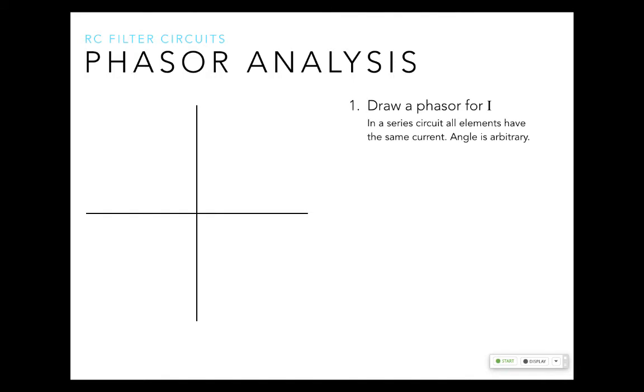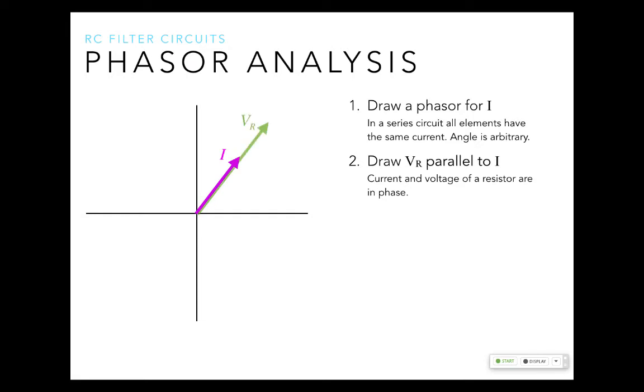Start by drawing a phasor for the current. You can draw that wherever you want. In a series circuit, and this is a series circuit, what do we know about current? It should be the same through everything. It's always going to be the same through all of your circuit elements because you're in series. So we don't have to worry about what the angle is. Then we draw the voltage, which should be in phase with the current for the resistor, because remember, a resistor doesn't change the phase of things.